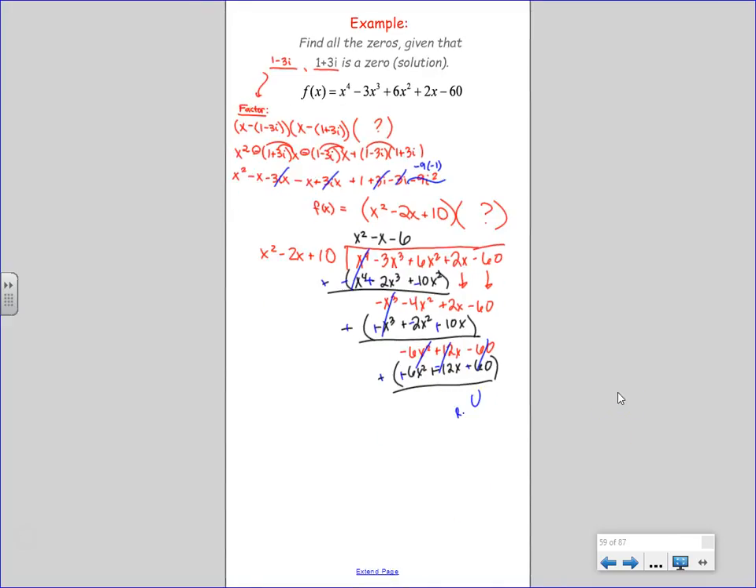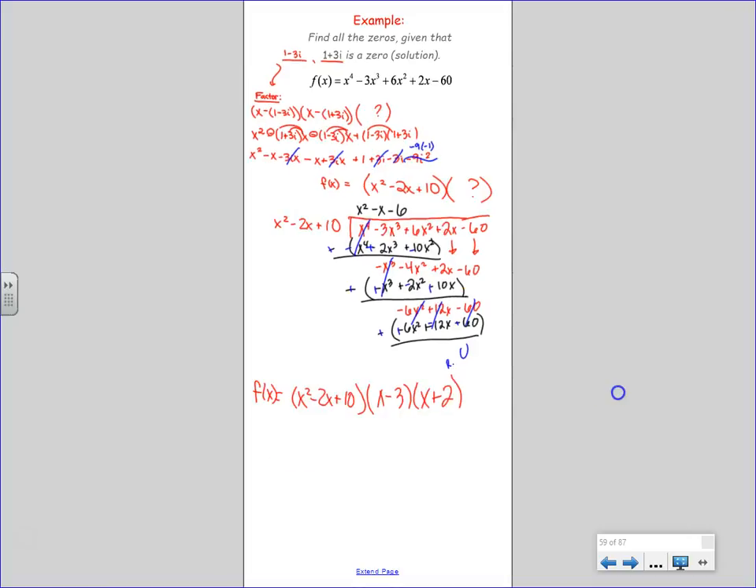So therefore I can say, I want to find all the zeros. F of x is equal to the nasty x squared minus 2x plus 10 times x squared minus x minus 6. Can you guys do that factoring real quick? X minus 3, x plus 2. So my zeros are, oh, they already gave me the first ones, 1 minus 3i, 1 plus 3i.